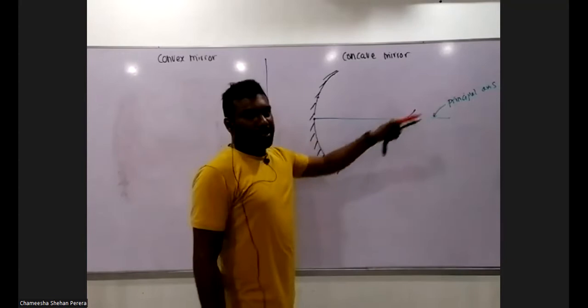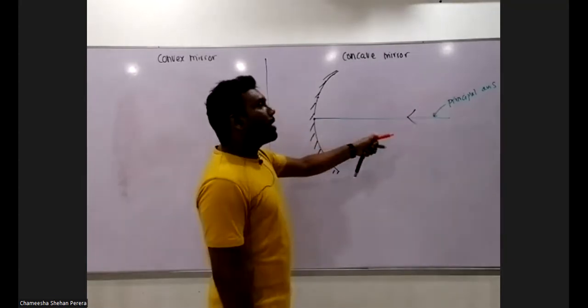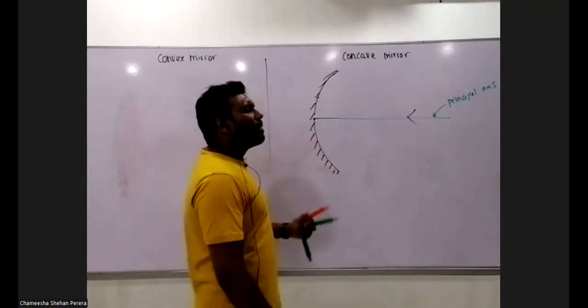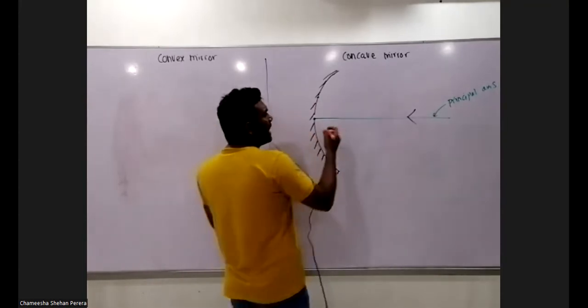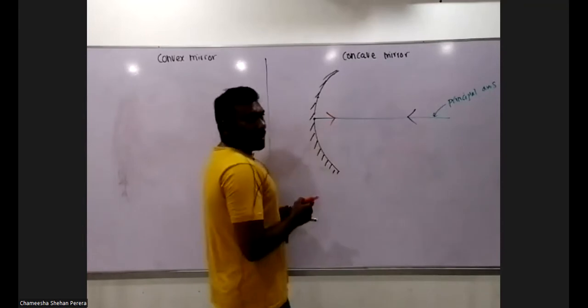Okay, so what I'm telling you now, there's this incident ray coming towards the concave mirror along the principal axis. That should definitely get reflected back along the same pathway.